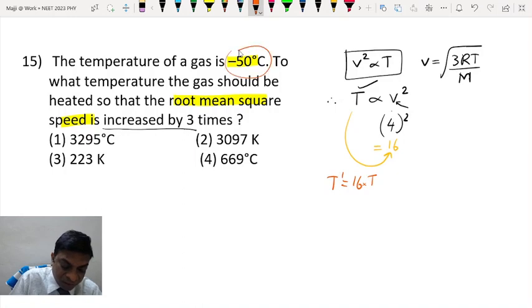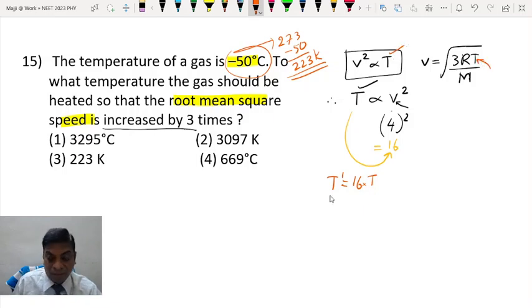What is the initial temperature? Initial temperature in Kelvin will be 273 minus 50, that is 223 Kelvin. Remember students, this temperature is always in Kelvin. Okay. So 16 times 223 Kelvin.